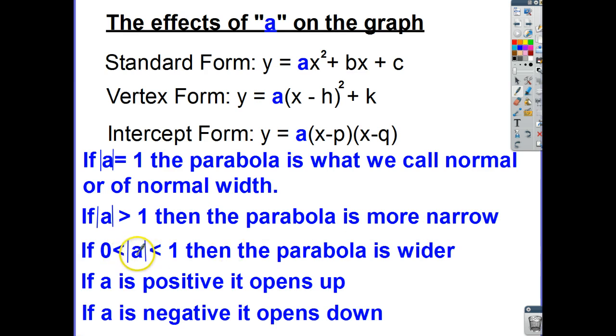And if the absolute value of a is greater than 0 but less than 1, numbers like 1/3 or -2/5 or -9/10, that's even less than 1, then it turns out to be wider than normal. And the other thing about a is that if a is positive, we know it opens up. It would be one like this. And if a is negative, it opens down. And so those are the things that we can learn from the a in front. Okay?